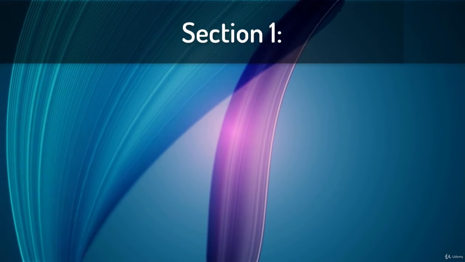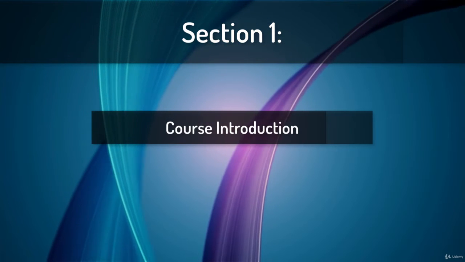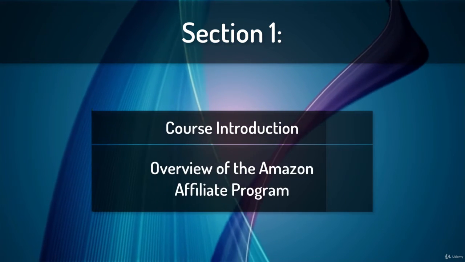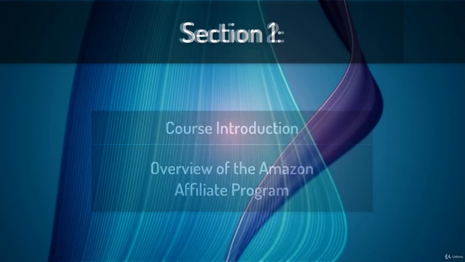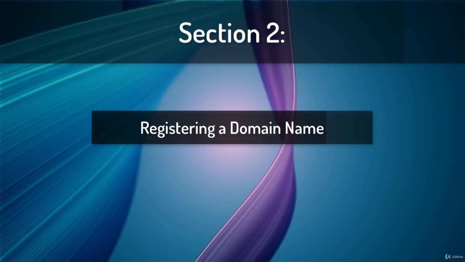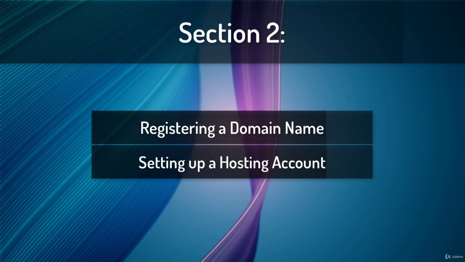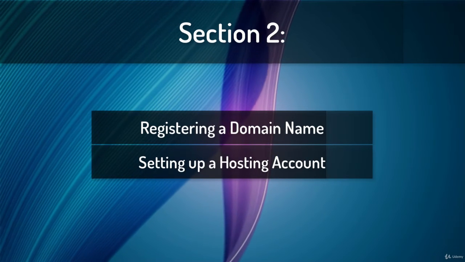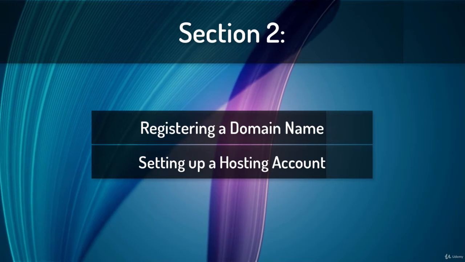Section 1 includes an introduction to the course with an overview on the benefits of the Amazon Affiliate Program. Section 2 covers a number of important tips on registering a domain name and setting up your hosting account. We use services that make the development process as quick and simple as possible.